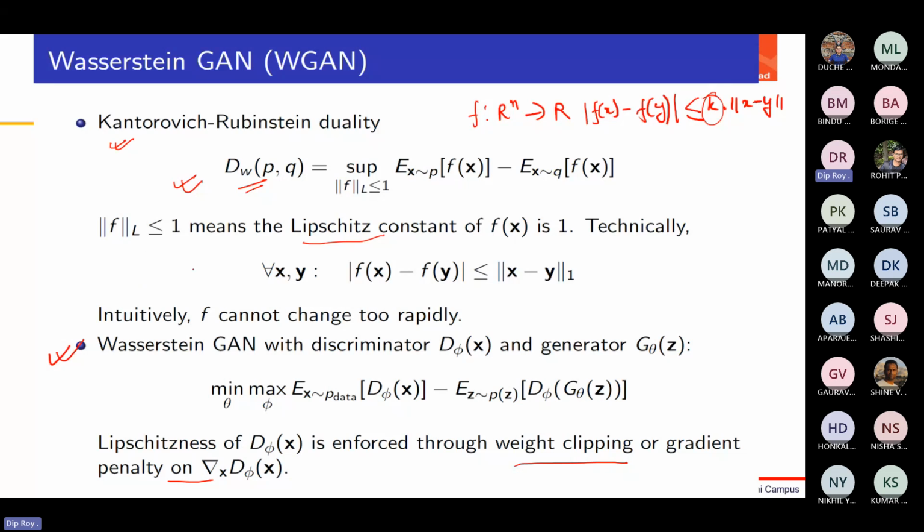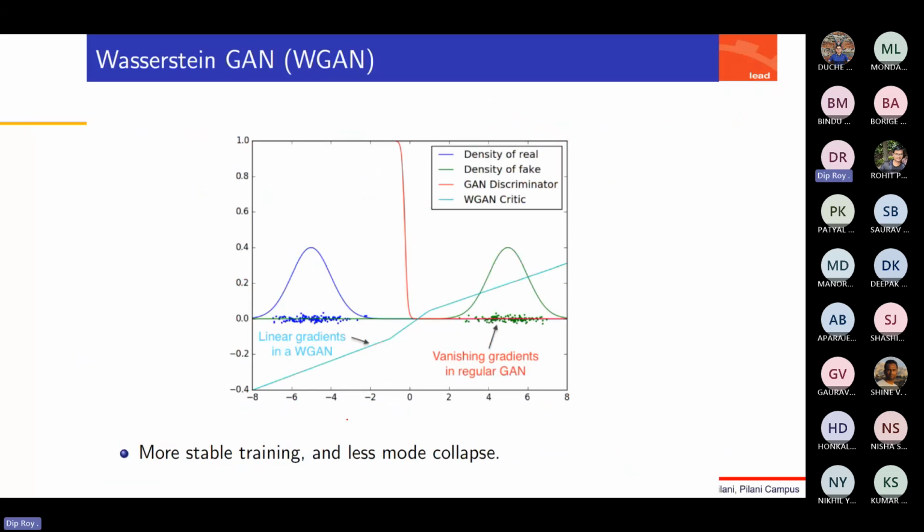It's just that the Wasserstein GAN with the discriminator d phi x and the generator g theta x is given like this. And the Lipschitz property of d phi x is enforced through weight clipping or gradient penalty. All right. And now, because of all these mathematical things that we have talked about, we will have support for all the regions. The only thing that we have to take into consideration is essentially the Lipschitzness. Okay. Now, let's see visually why this is helpful.